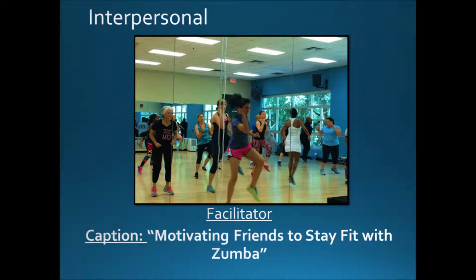The next level that we will be discussing is the interpersonal level of the ecological model. This image here is a group of people exercising. It is categorized as a facilitator for the level. It is captioned, "Motivating Friends to Stay Fit with Zumba."